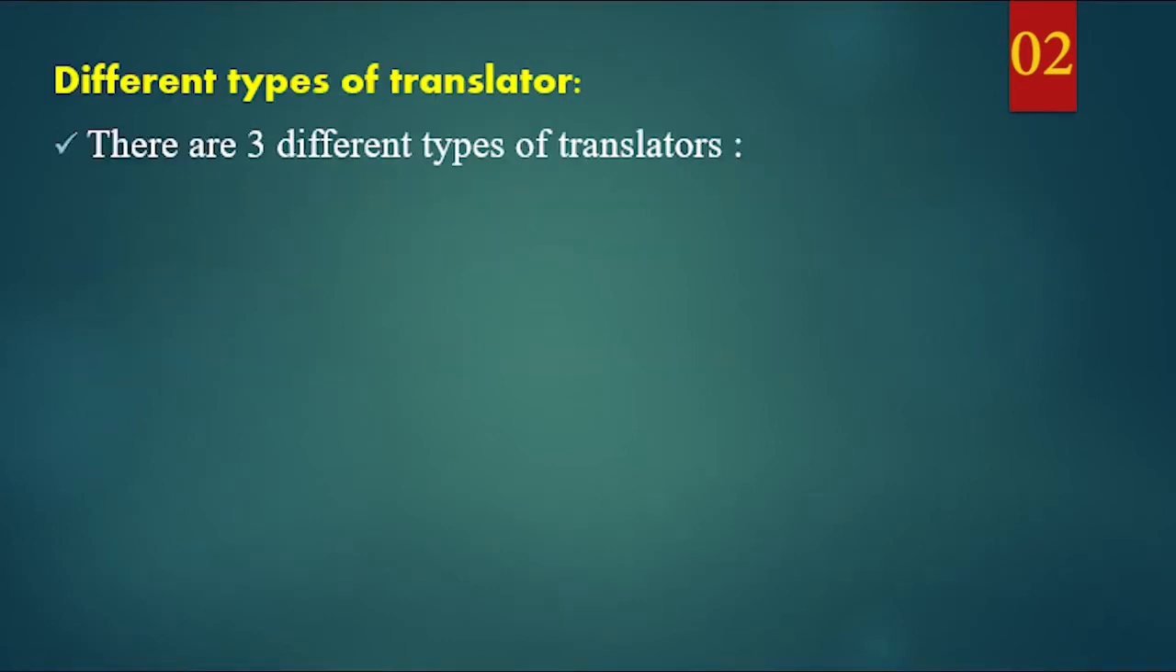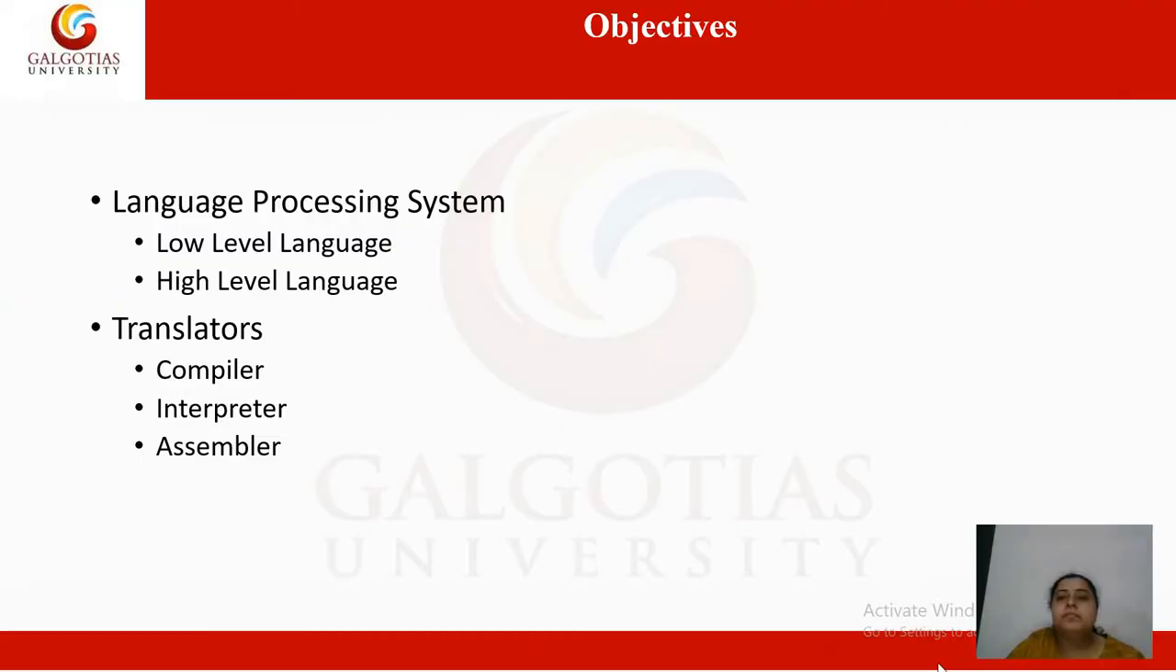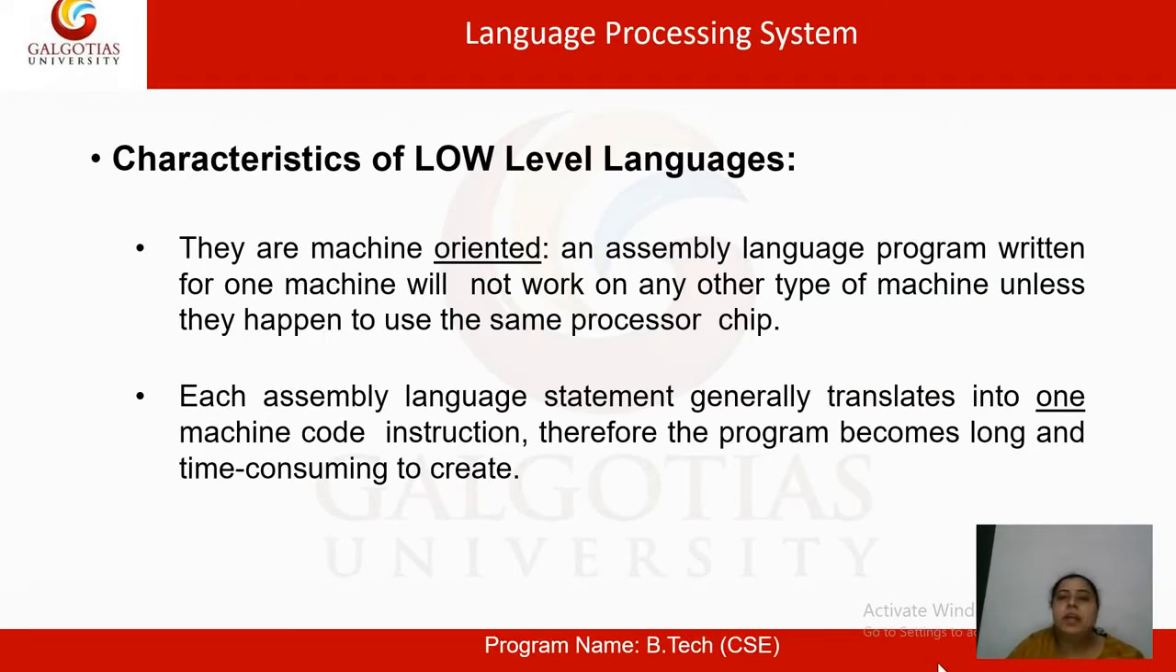So let's continue. As you have understood and you have got a brief idea of what a translator is and what we mean by a language processing system, now let's do it in detail. The first thing that we'll be starting is the language processing system. Every computer understands two types of languages, a low level language and a high level language. So let's talk about what are the characteristics of a low level language.